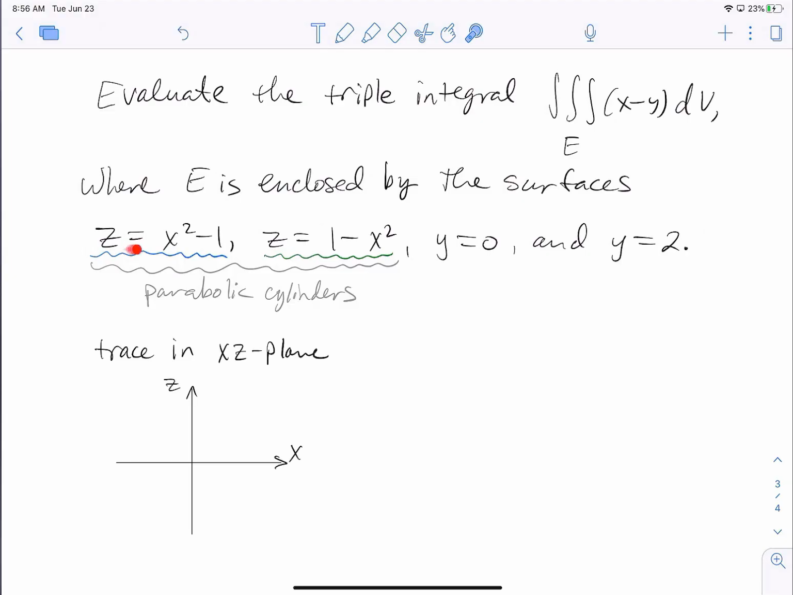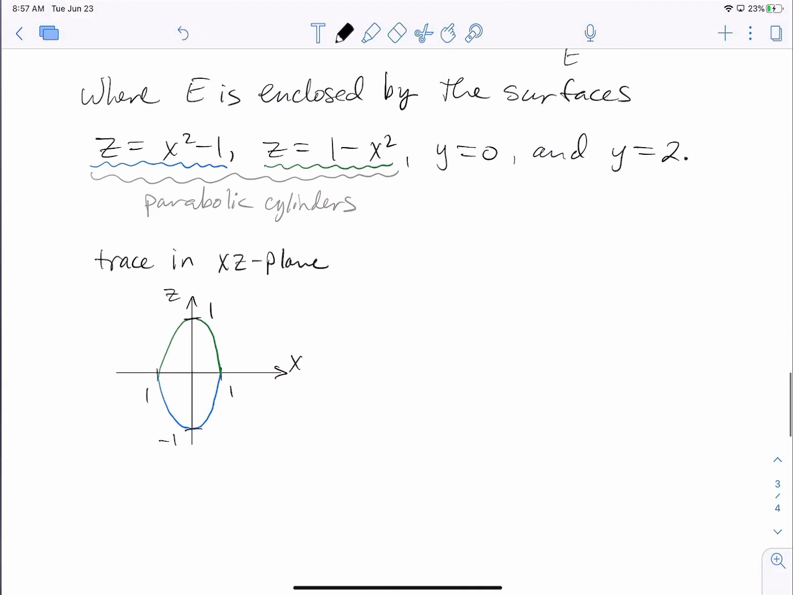z equals x squared minus 1 is a parabola that opens up and is 1 unit down on the z-axis. And z equals 1 minus x squared is a parabola that opens down and is 1 unit up on the z-axis. We can therefore see that our inequality should be x squared minus 1 is less than or equal to z, which is less than or equal to the green one, 1 minus x squared. Looking at our y limits, we can see that y goes from 0 to 2.